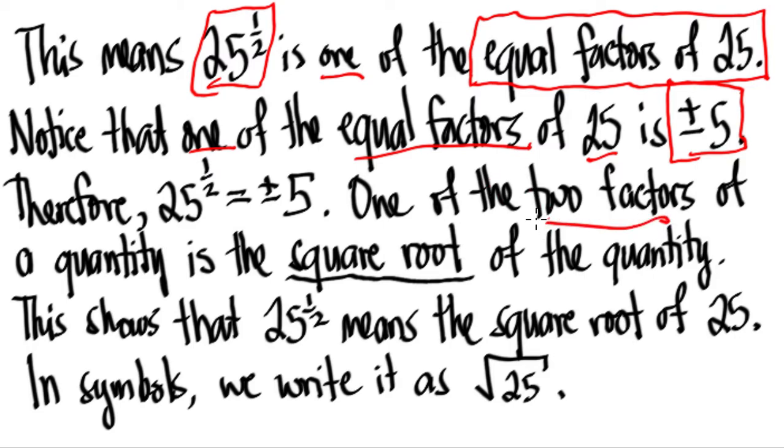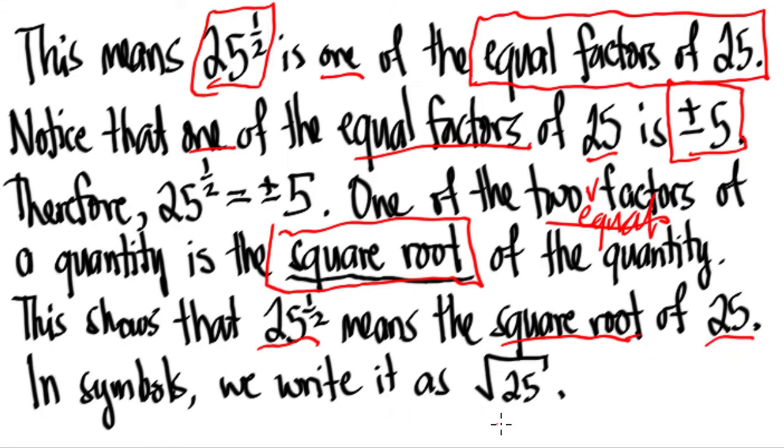One of the two equal factors of a quantity is what we call a square root. A square root of a quantity. Again, one of the two equal factors, they should be equal. Two equal factors of a quantity is what we call a square root. This shows that 25 raised to 1 half means it is a square root of 25. So in symbols, you write it like this, and we now introduce the radical sign.